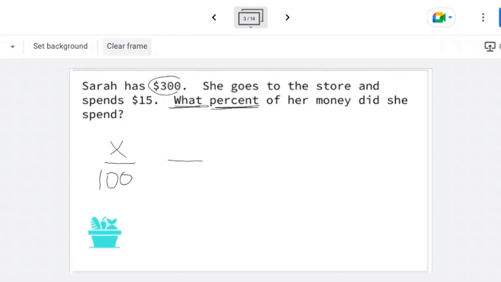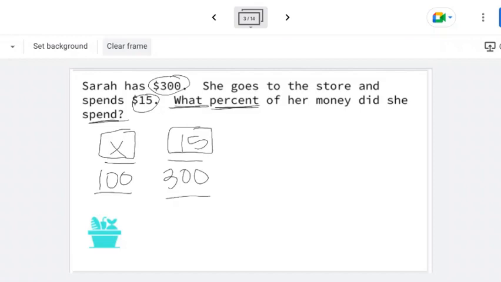Now, we have 300 and we have 15, and we have to decide which one is my whole thing. Well, it's all of her money, right? So she has 300. And what part did she spend? Well, she spent 15. So we have to make sure that 15 is what she spent, and we want to know what percent she spent. Just like when we do miles and miles, we want to make sure that our tops and our bottoms are talking about the same thing. So we have the whole and the whole, and the part with the part. And it's both the part that she's going to spend.